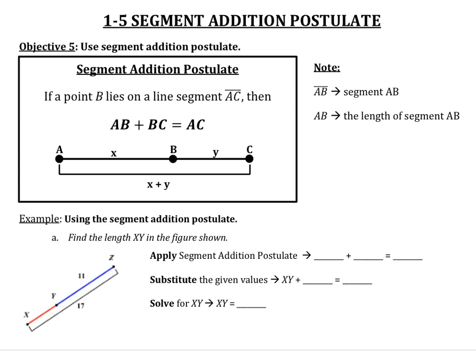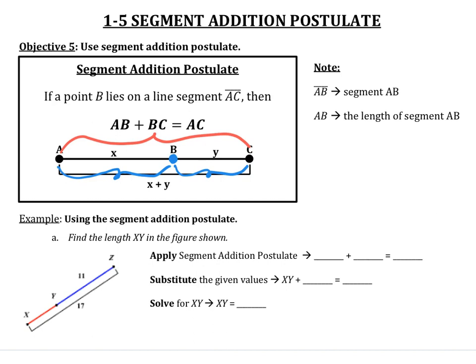It's saying I had this original segment, AC, and I broke it into two pieces using a point or a line or a ray. And now I have two littler segments that if I put them back together again, I get my big segment. That's all it says, okay?